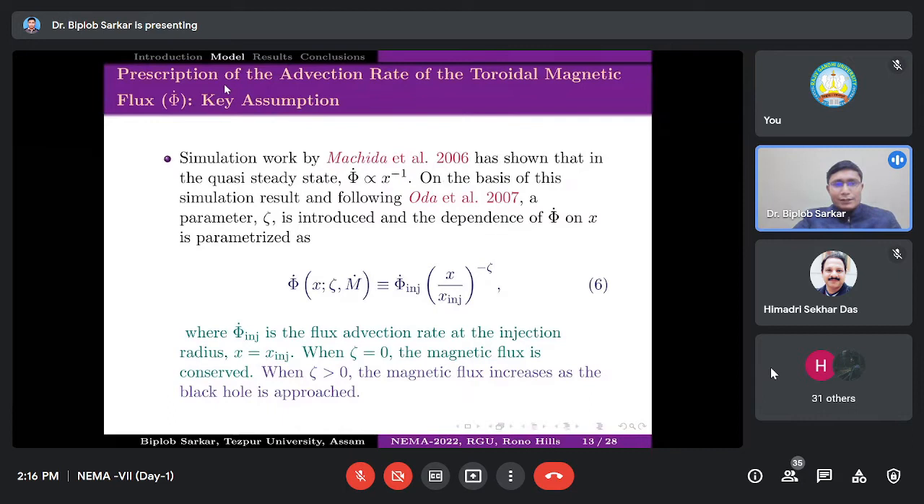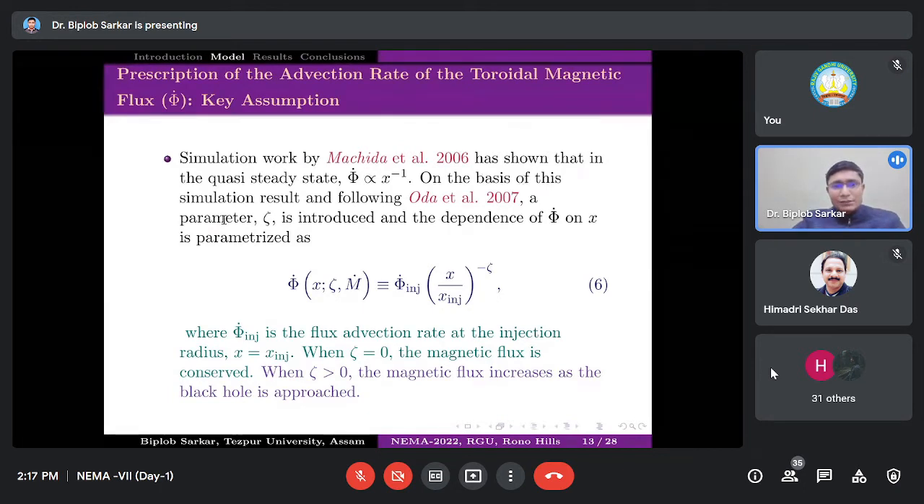Now we come to another important assumption, which gives the prescription of the advection rate of toroidal magnetic flux, phi dot. The simulation work by Machida et al. 2006 has shown that in the quasi-steady state, the magnetic flux advection rate in the accretion flow varies as 1 over x. So basically, due to the magnetic diffusion term or the dynamo term, the magnetic flux advection rate doesn't remain constant radially.